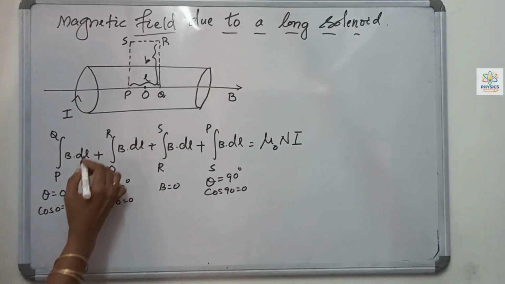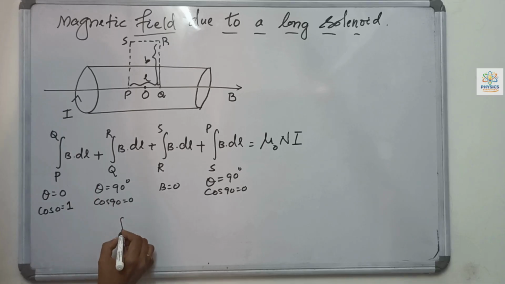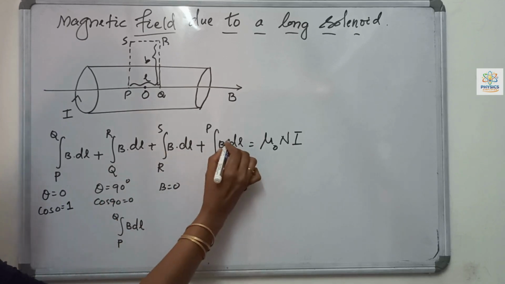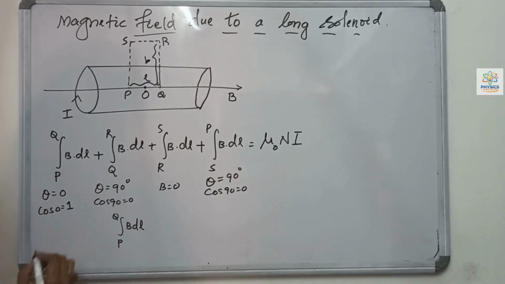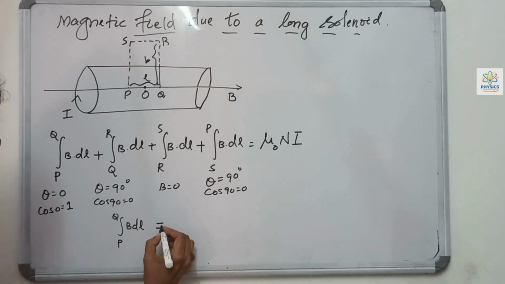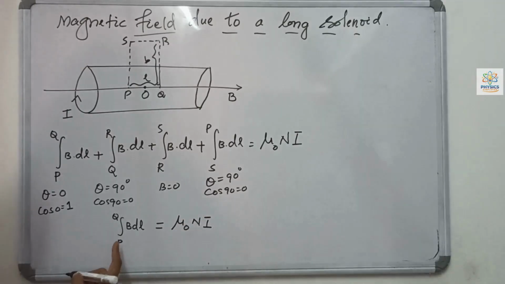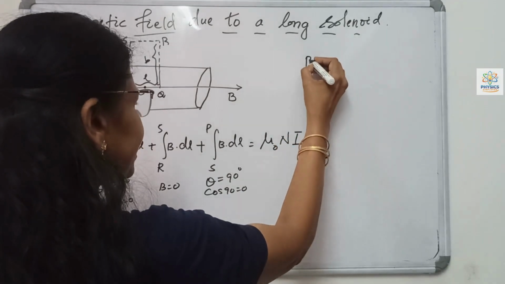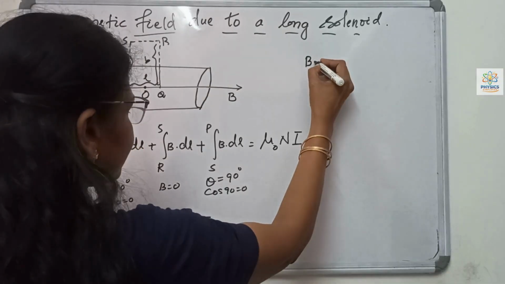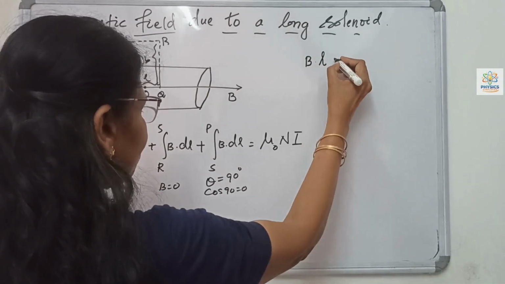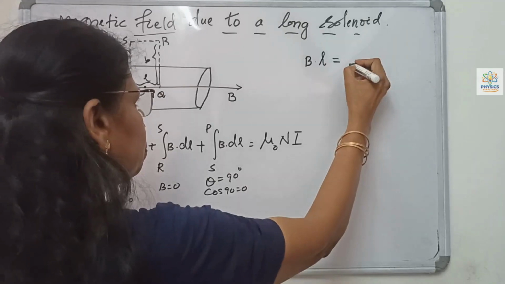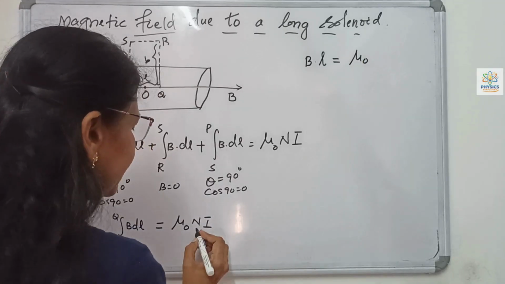So here we write integral P to Q B into dl. All other three cases it is 0. So we can write it is equal to mu 0 N into I. Here the left side will give the value B into L, which is equal to mu 0 into N.